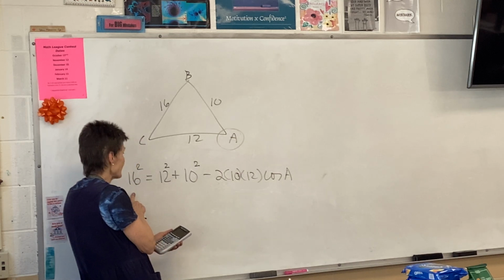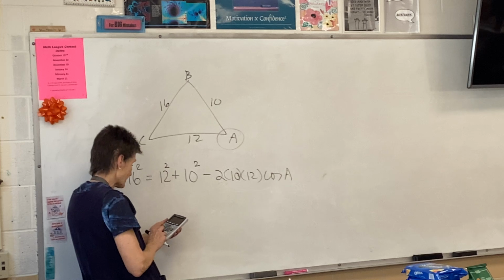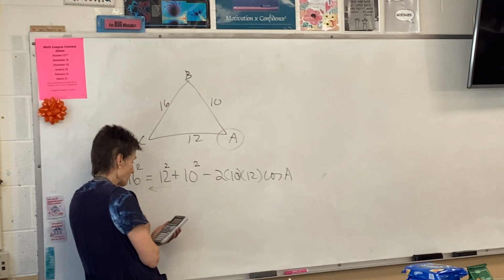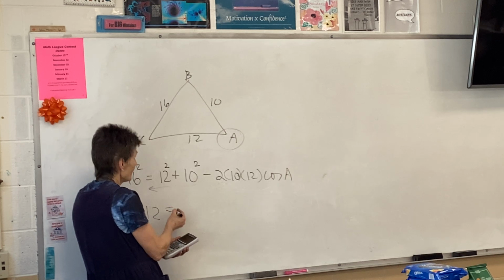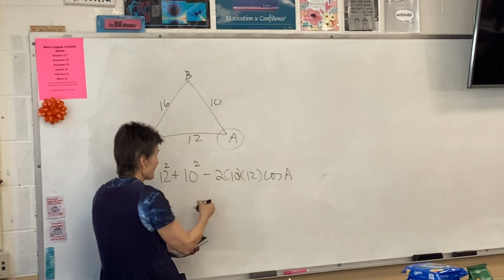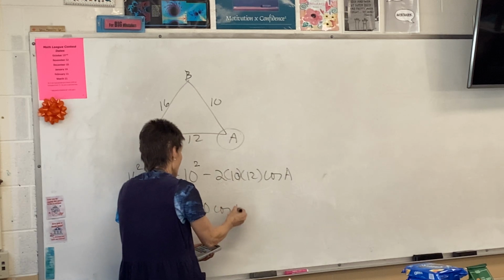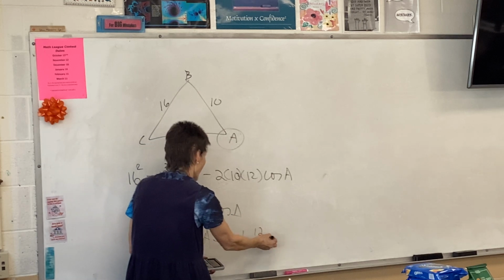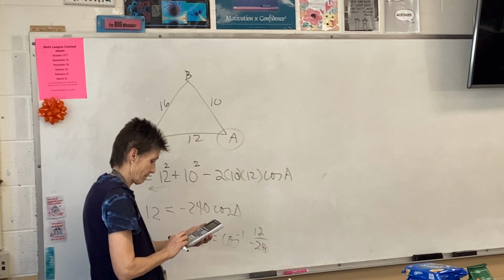Okay, so we're gonna take 16 squared, and we're gonna subtract 12 squared and subtract 10 squared. So we're moving all these things to the other side. And I just got 12. Yeah, that's what I got. And then I can multiply all that together and get 240. 240 cosine A, and then I'll take the second cosine of 12 over negative 240.